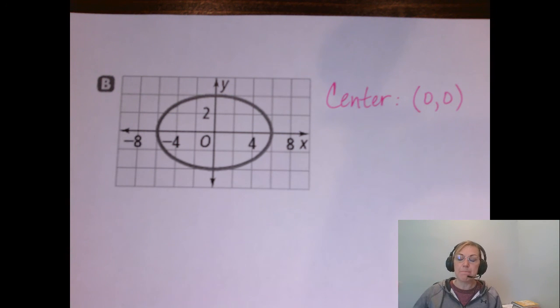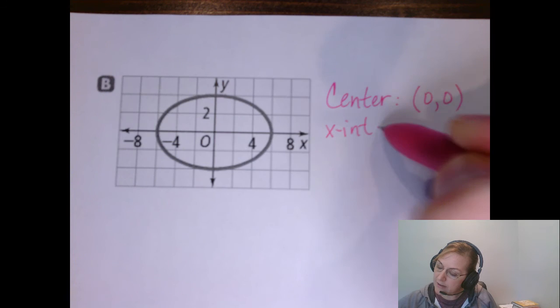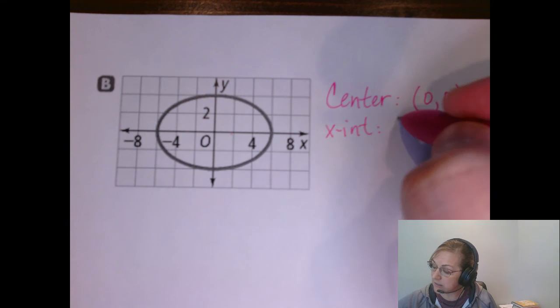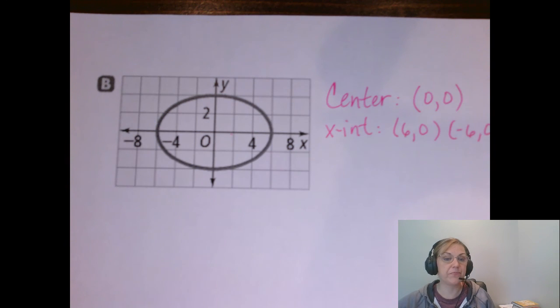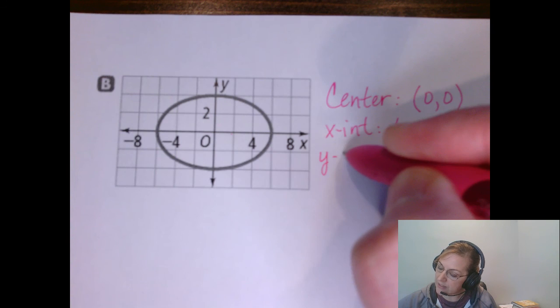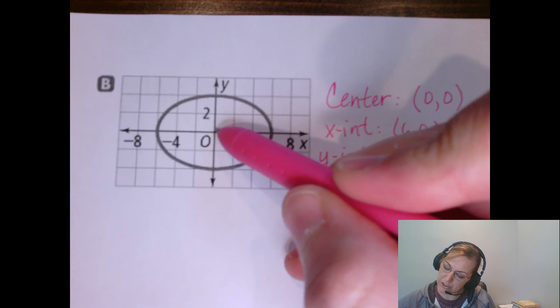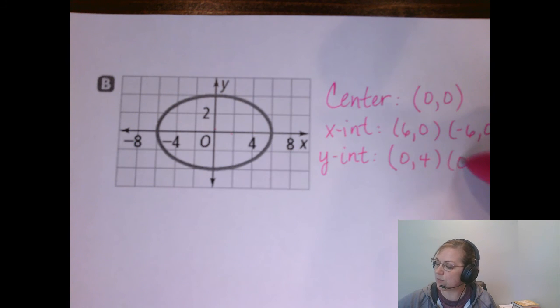Okay. My x-intercepts, I have them at, let's see, we're going by 2. So 2, 4, I've got them at 6, 0, and negative 6, 0. I've got y-intercepts. Let's see, again, going by 2, 2, 4. So I've got a 0, 4, and 0, negative 4.